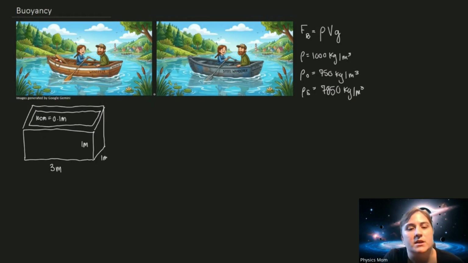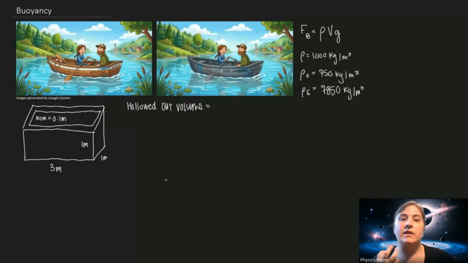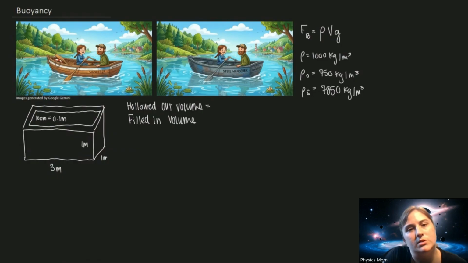So let's go ahead and calculate the hollowed out volume. And what this is going to tell me is exactly how much material I'm working with. And again, this is not the volume I'm going to take for the buoyancy volume. The volume I'm going to take for the buoyancy volume would be the filled in volume. So we'll also have a filled in volume. And these are going to be the two volumes we're going to be working with. So hollowed out volume, I'm going to make notes here.